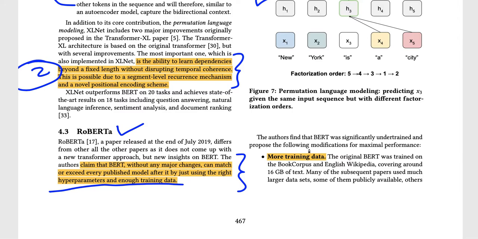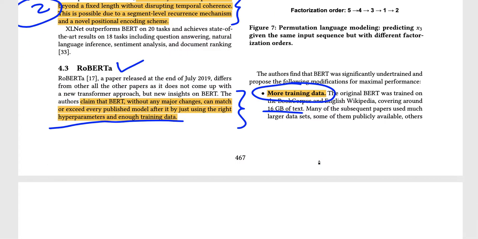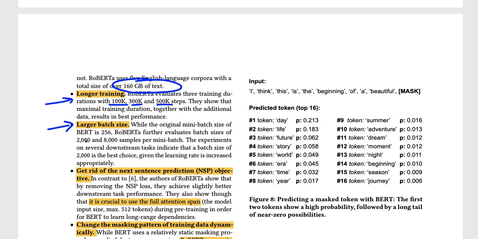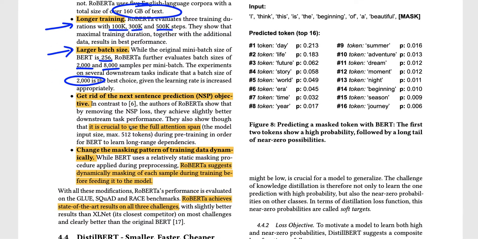So the first thing they did was give more data. Instead of 16 GB of data, they gave around 160 GB of English text, and longer training times. They tried training durations of 10,000 steps, 30,000 steps, 50,000 steps, and showed that longer duration gives better results. Larger batch size: instead of 256 as the batch size, they tried 2,000, 8,000, etc., and finally found that 2,000 is the best mini batch size to get the required result.